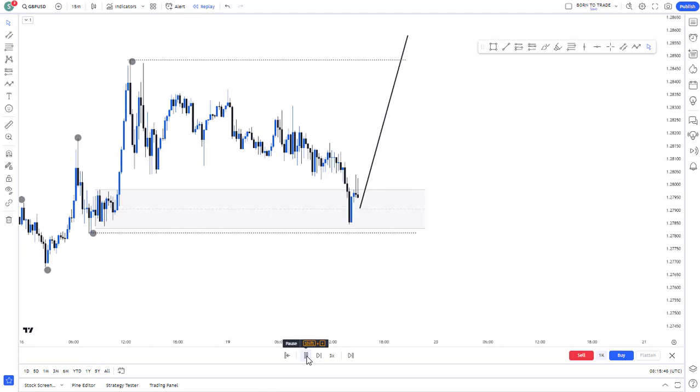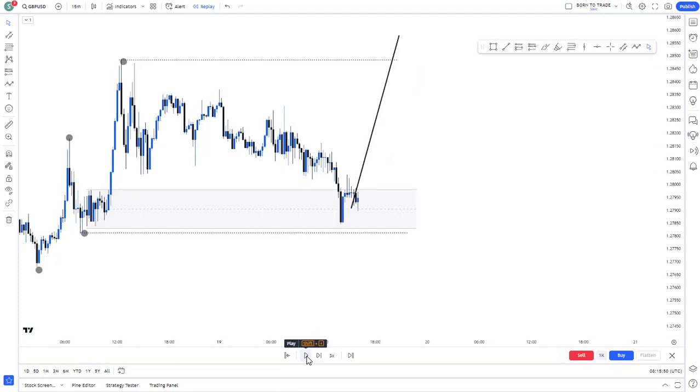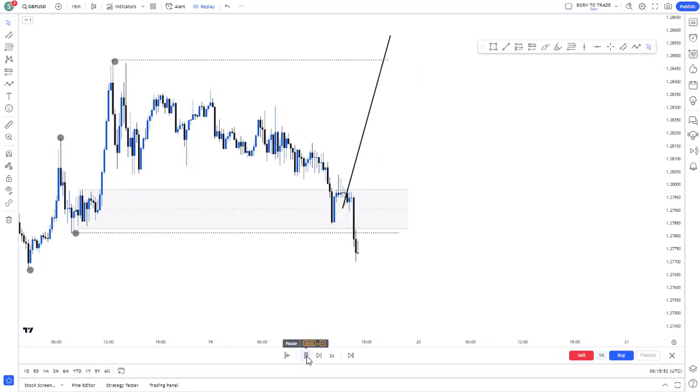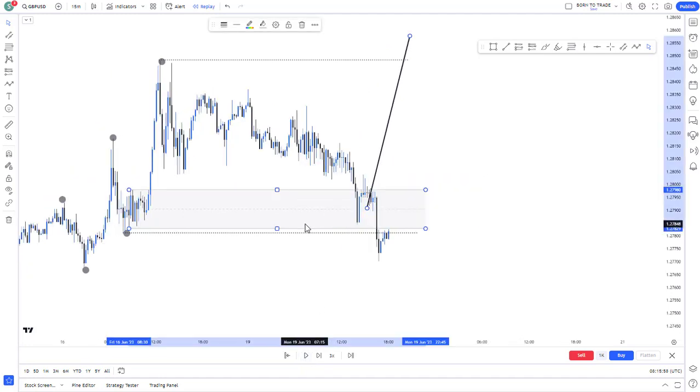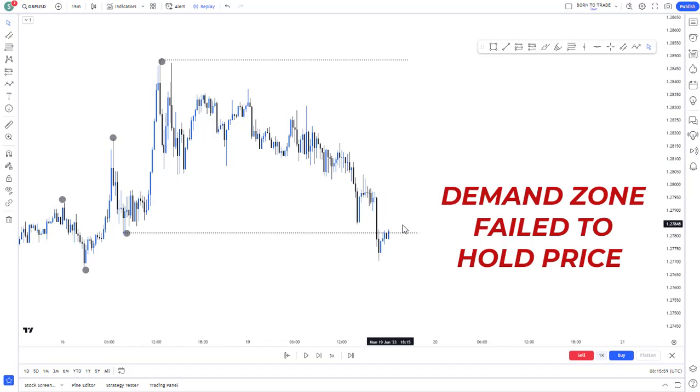And now you see price taps into the zone. You see a little reaction to the upside, and let's see what price does. And you see price takes the low. I hope you can clearly see that price breaks lower and it takes this, our higher low.